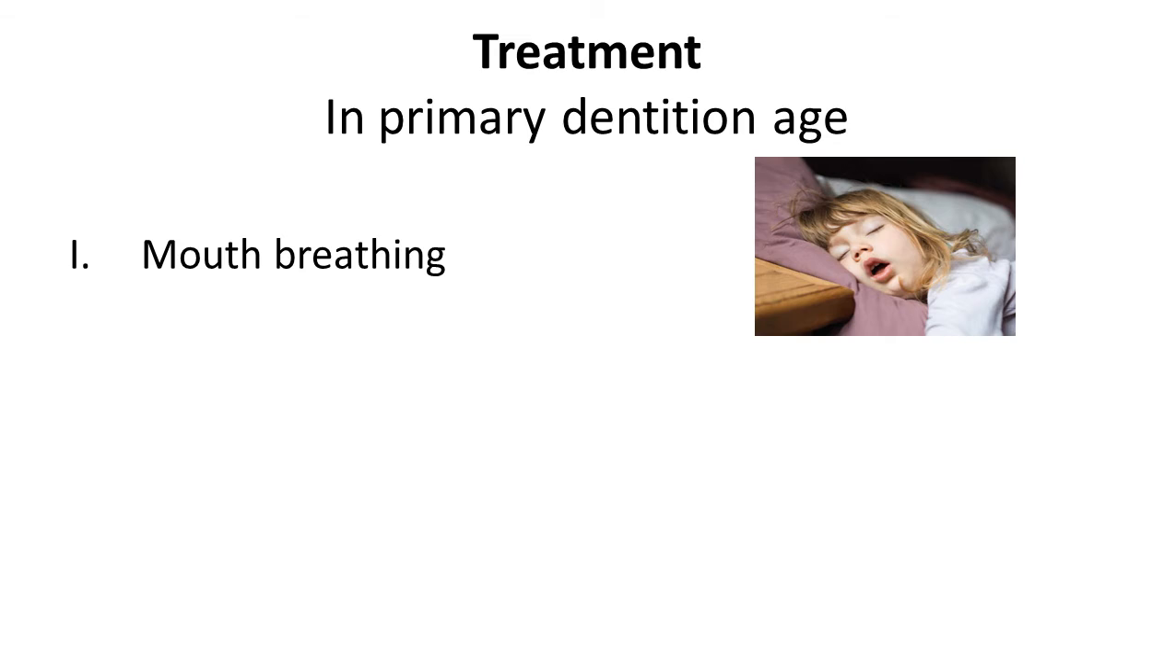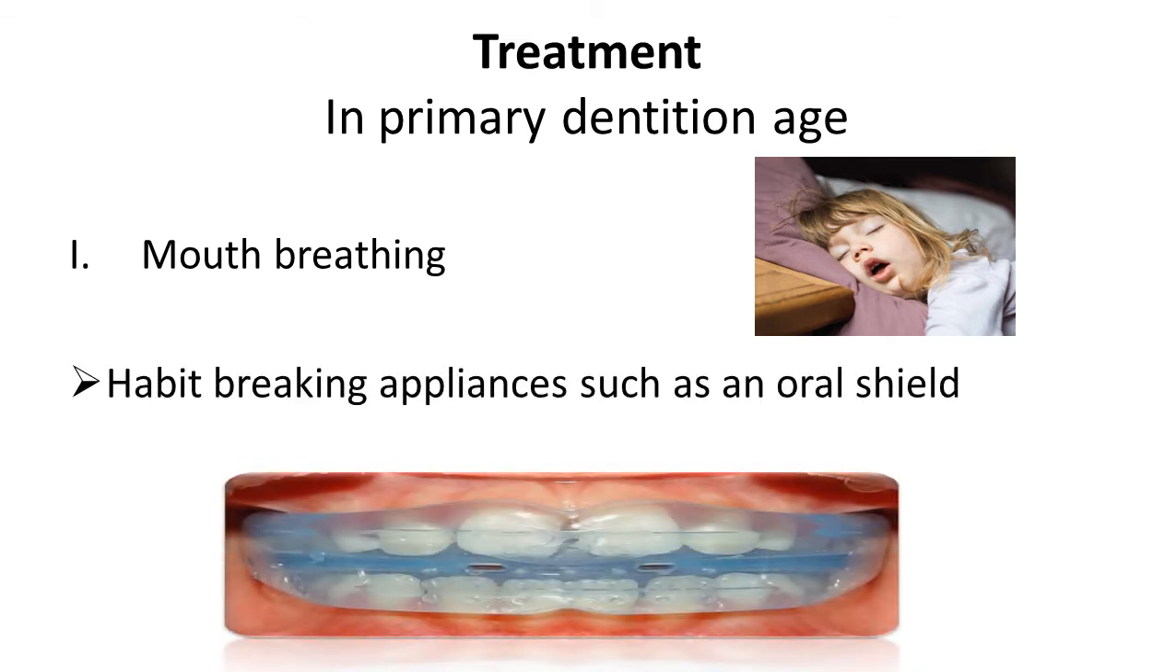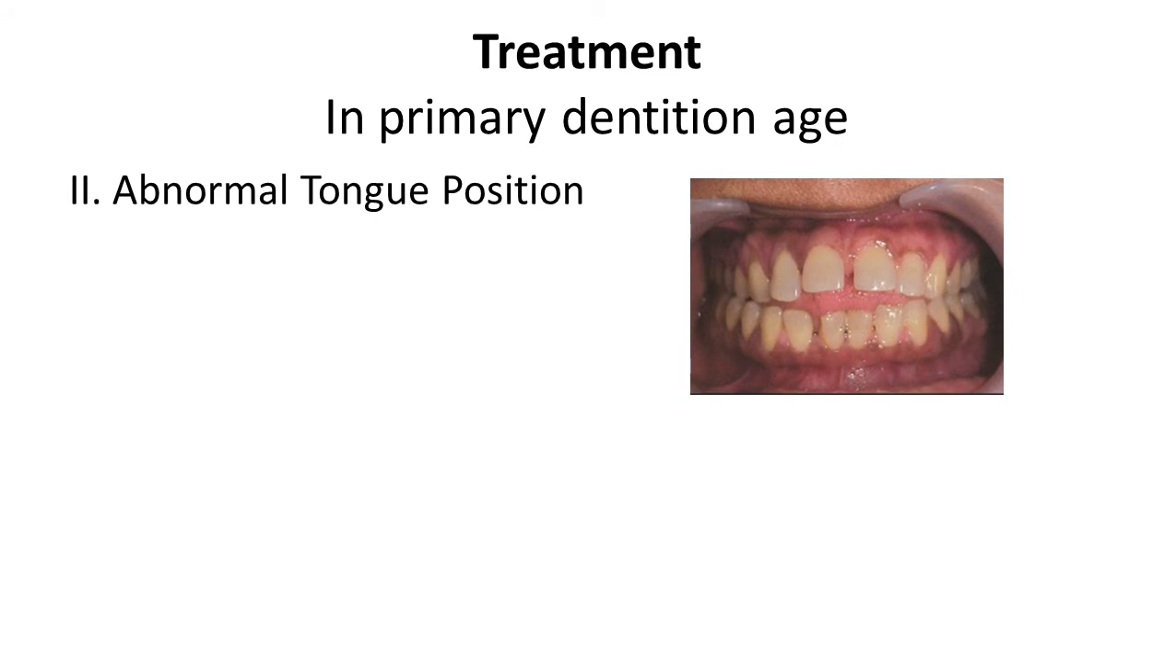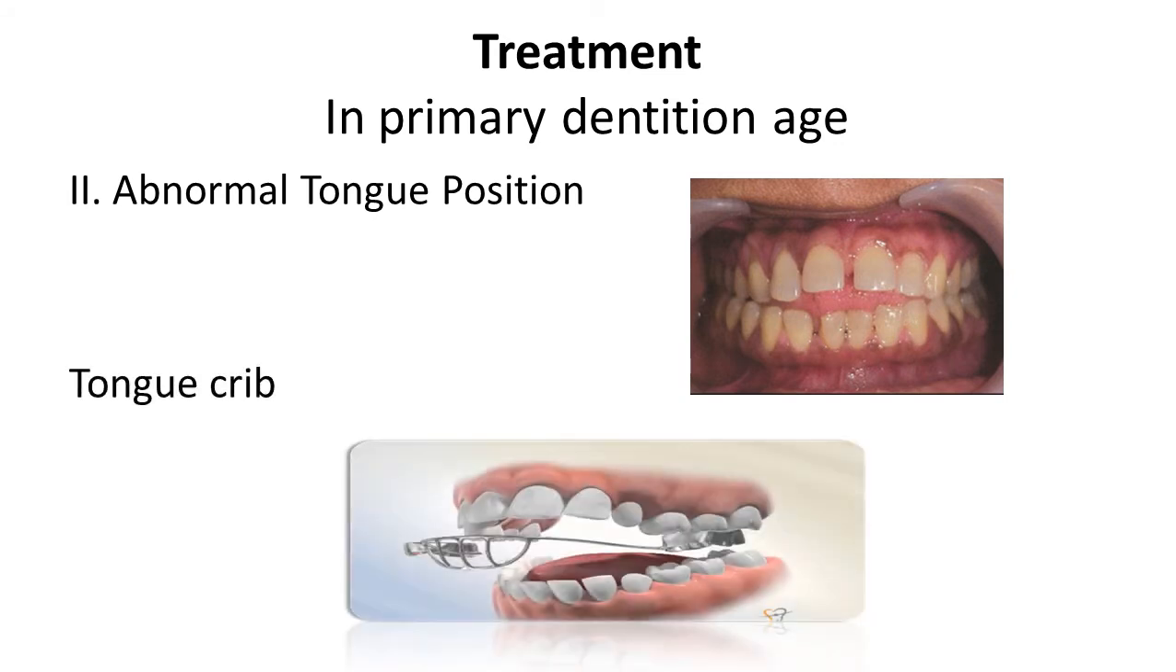First of all, mouth breathing. The treatment of choice is a habit-breaking appliance such as an oral shield, as you can see in the picture. Abnormal tongue position or tongue thrust. The treatment of choice is a tongue grip.